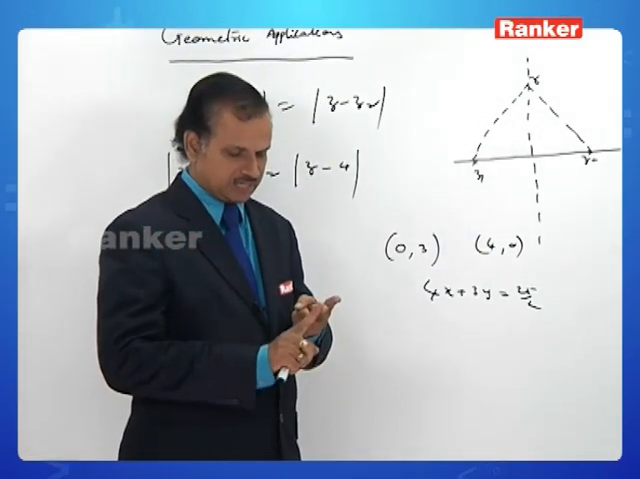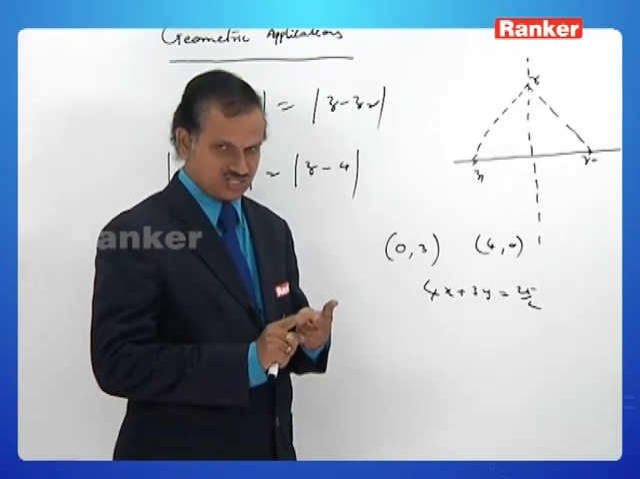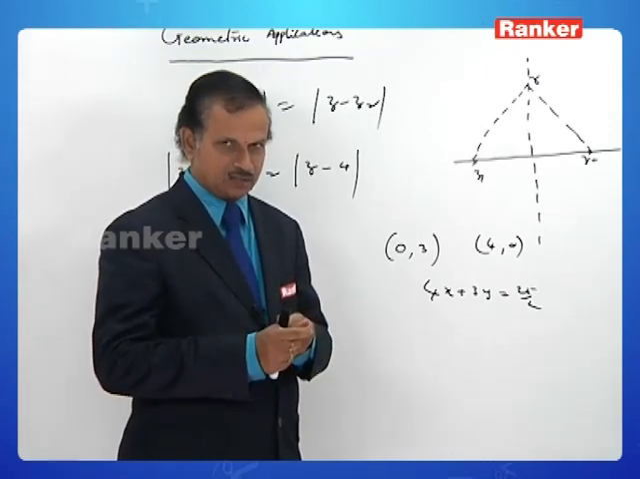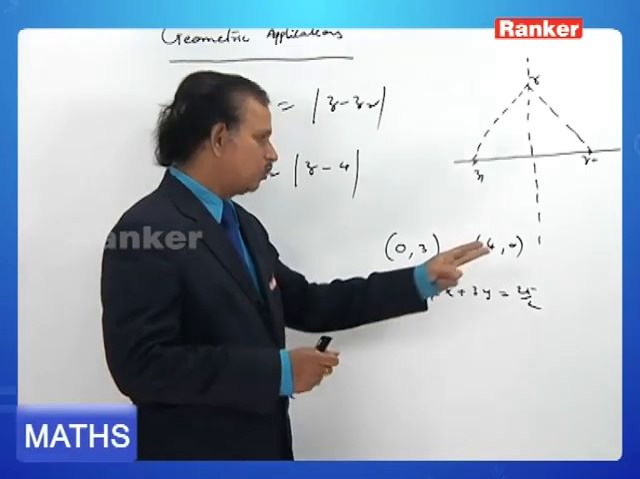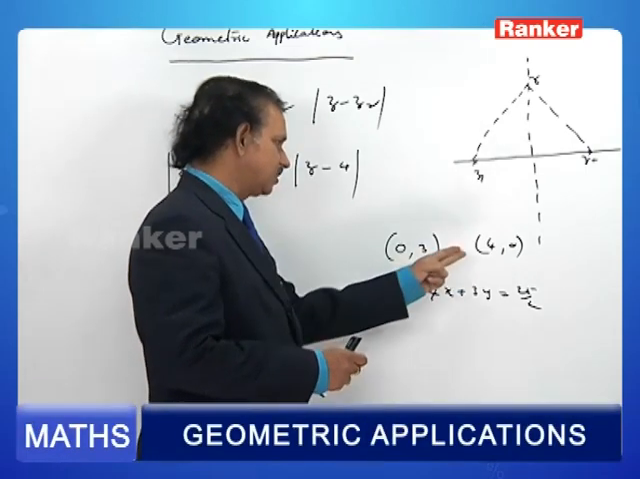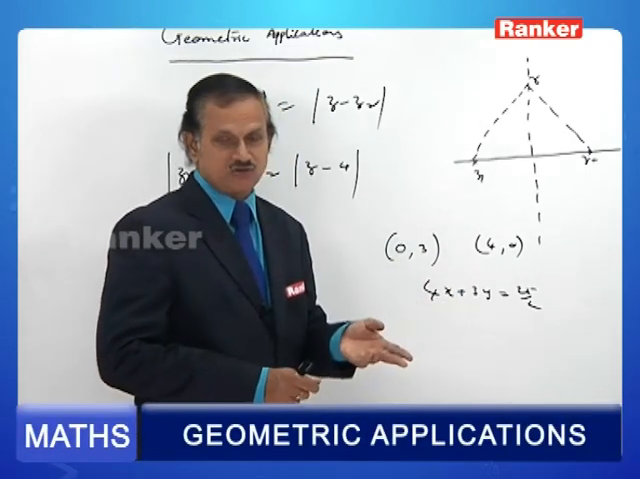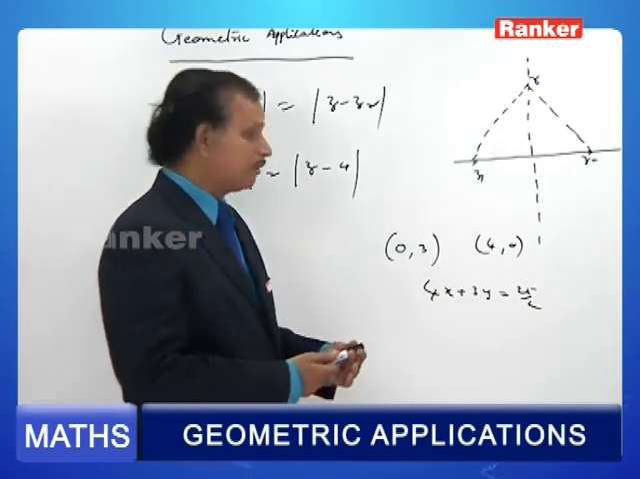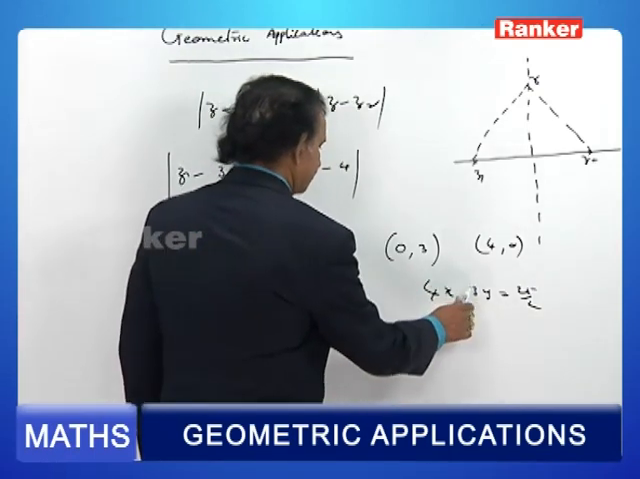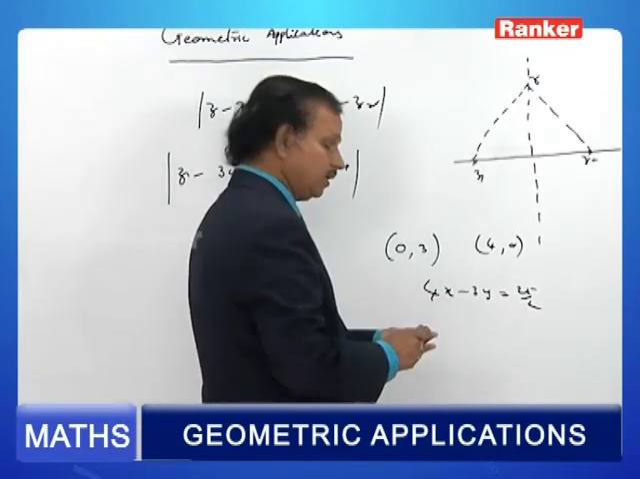Perpendicular bisector. It has two words in it. Perpendicular: first of all, imagine the slope. What is the slope of this line? Minus 3 by 4. Its perpendicular slope is 4 by 3. What does it mean? It starts with 4x minus 3y.